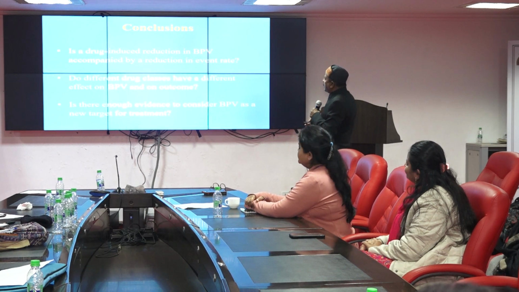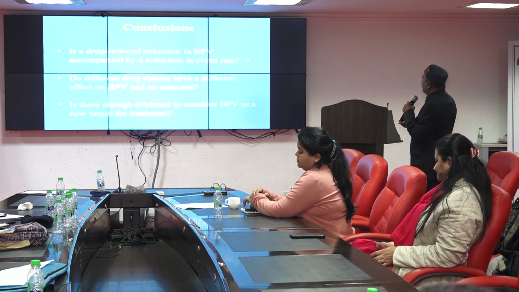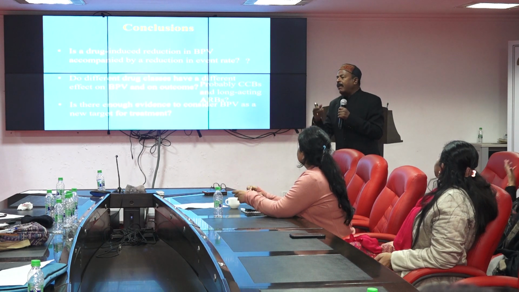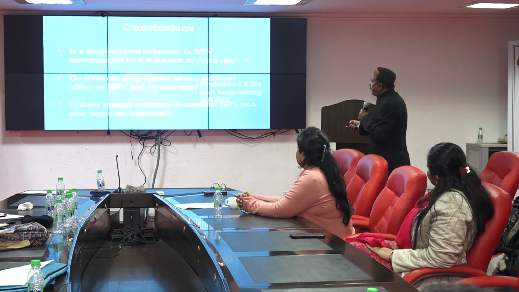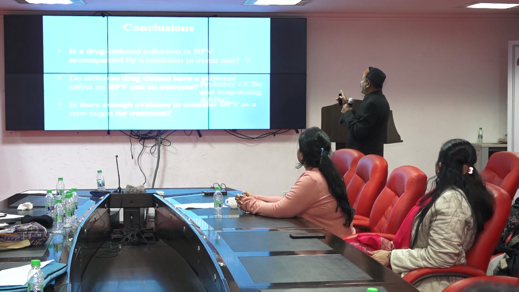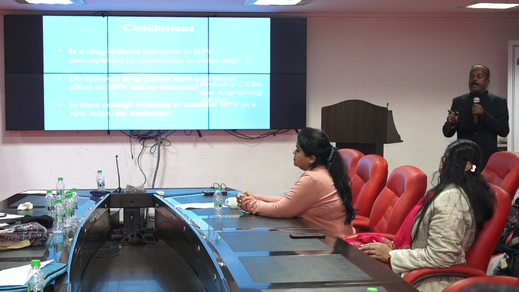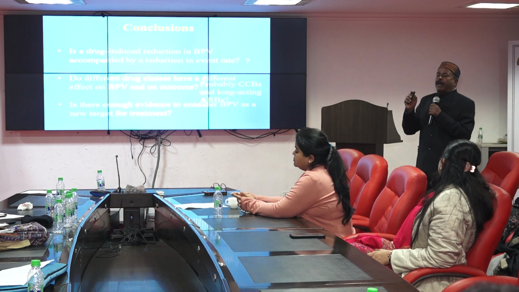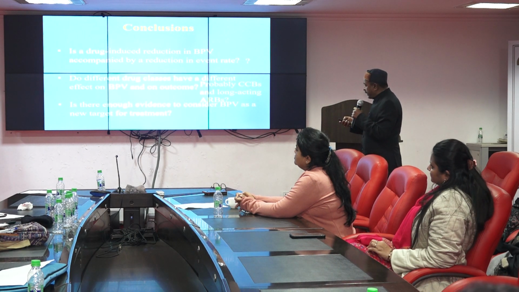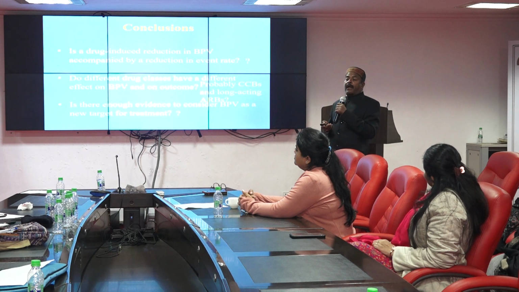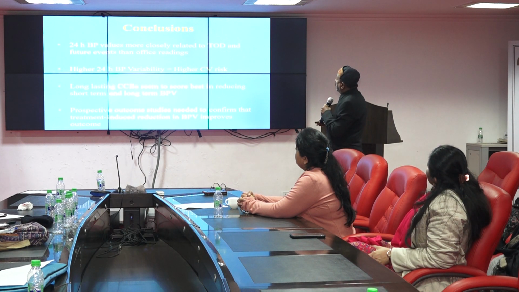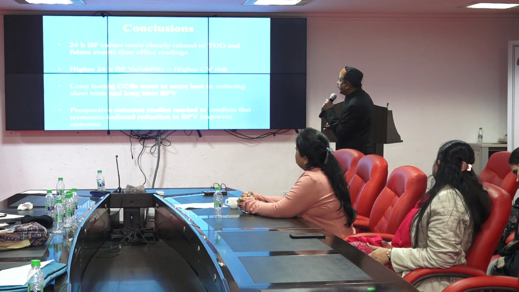Conclusions: is a drug-induced reduction in blood pressure variability accompanied by a reduction in event rate? Still a question mark, because we have less data. I showed you one data, but that data was very small, so we need more data to say that. Do different drug classes have a different effect on blood pressure variability and outcome? Probably CCBs and long-acting ARBs. Still a question mark, but CCBs do have. Long-acting ARBs like telmisartan, olmesartan, we don't have data, but they can be used. And is there enough evidence to consider blood pressure variability as a new target for treatment? Again a question mark. We need more data, and you all will produce more data. Are 24-hour BP values more closely related to target organ damage and future events than office readings?